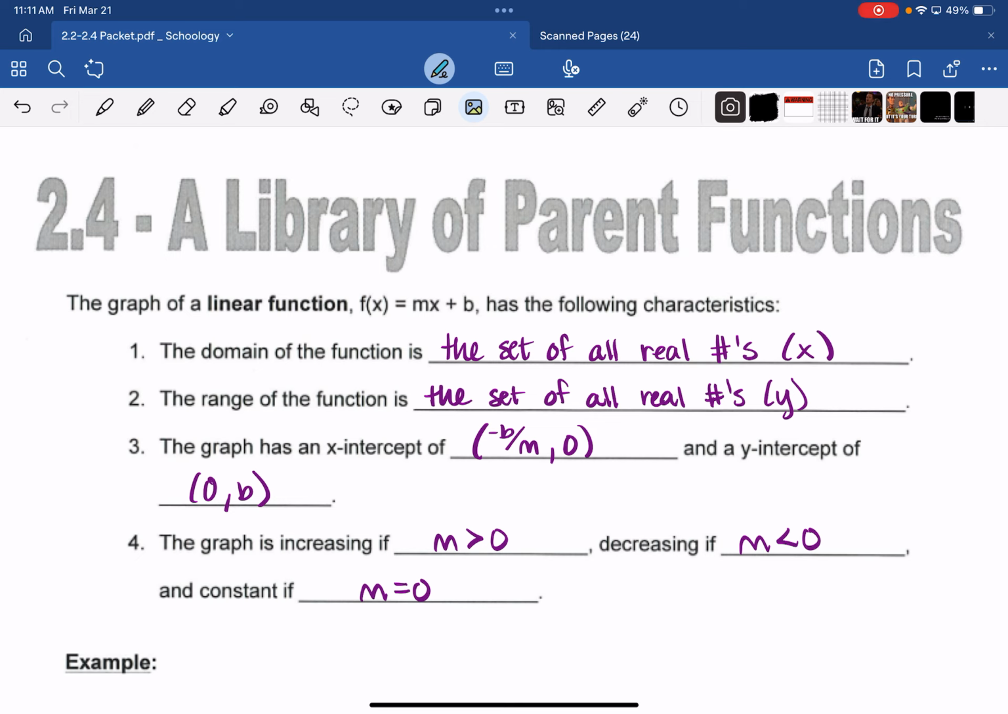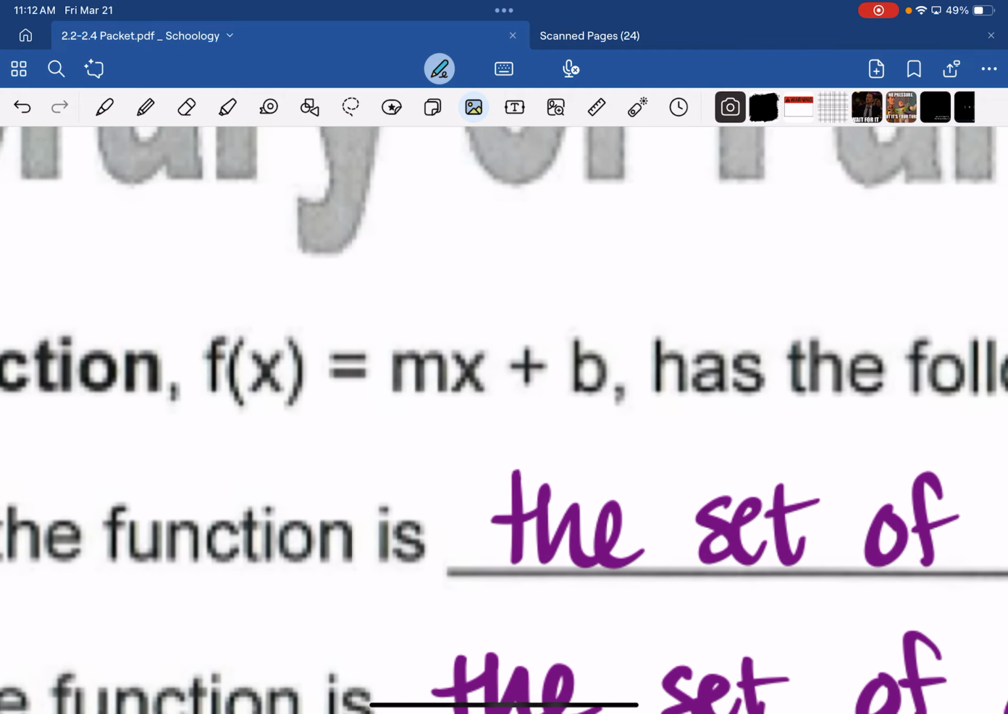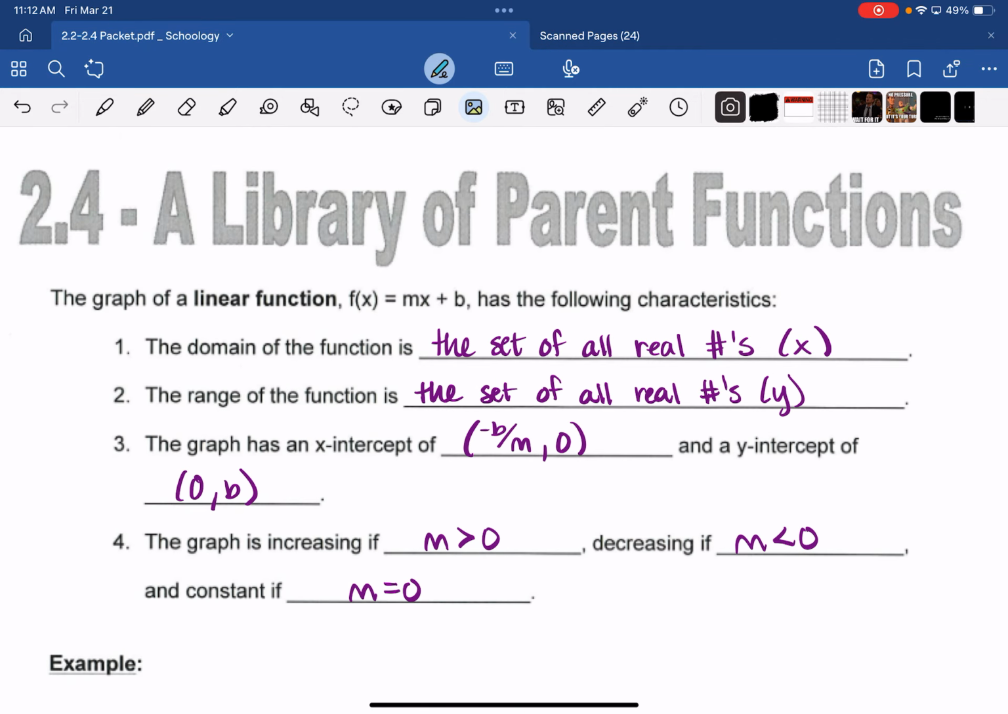Okay? The first one is pretty simple. You've seen it since middle school. Linear functions, right? That y equals mx plus b form. The domain is obviously all real numbers because we're going on and on forever in both directions. So range is also all real numbers. Our x-intercept is the negative of my y-intercept divided by my slope, and that equals 0. Okay? And obviously, if my slope is positive, we're increasing. If it's negative, we're decreasing. If it's equal to 0, we're constant.